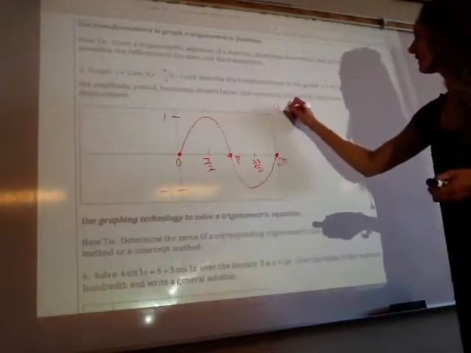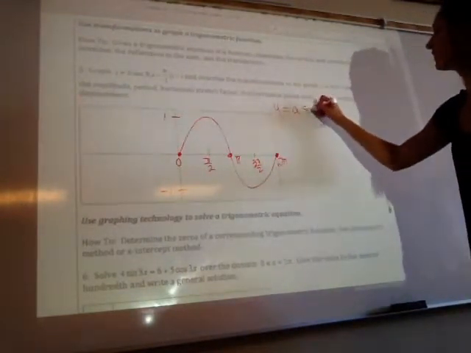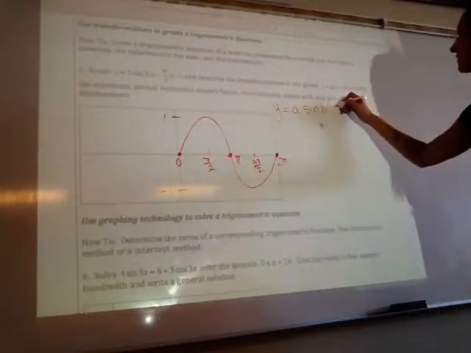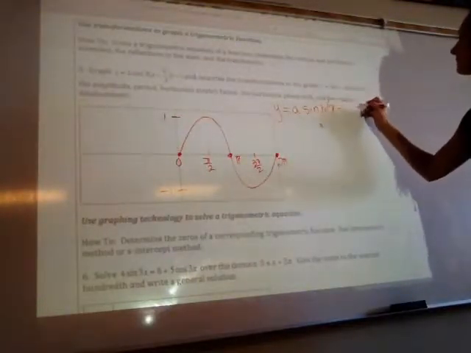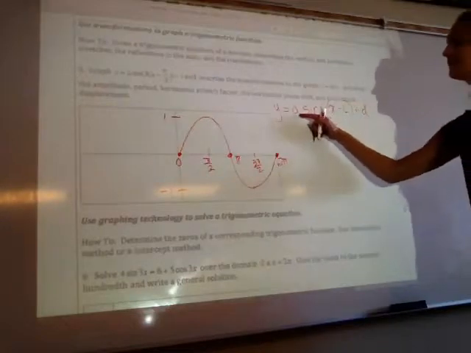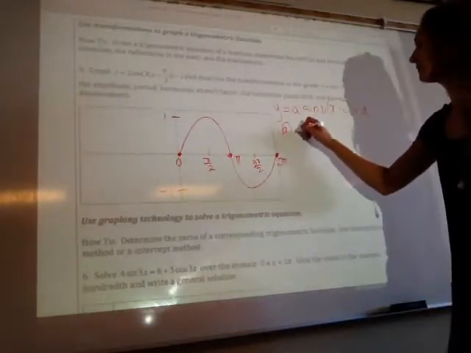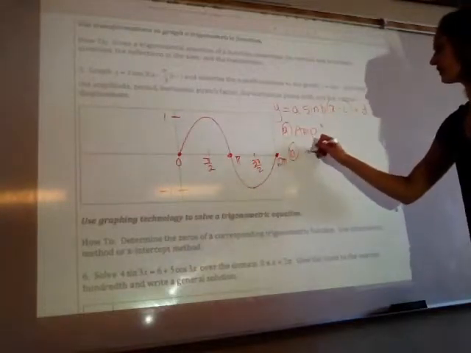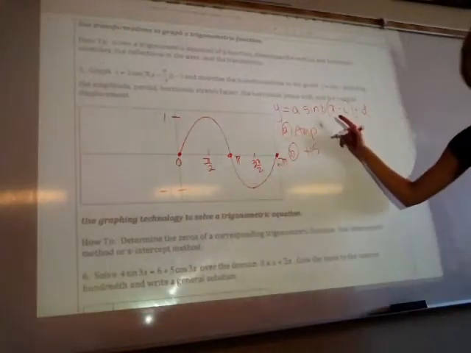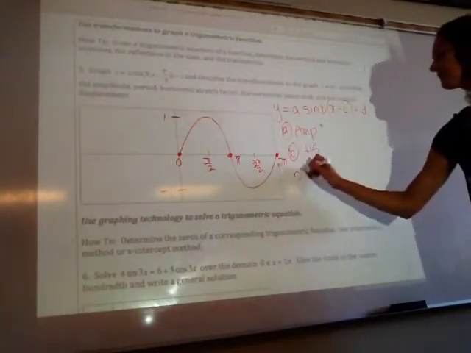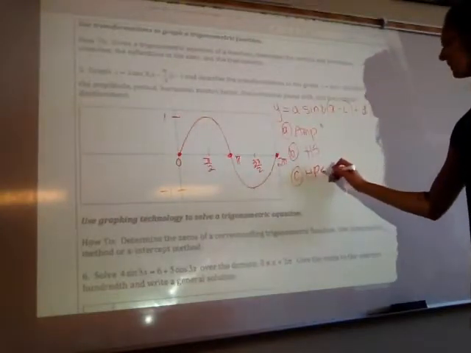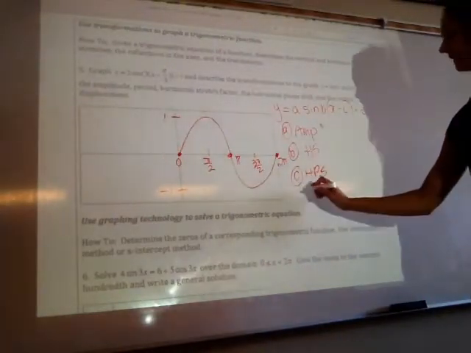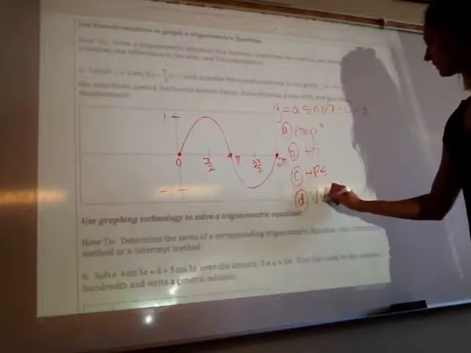So just looking at the basic transformation notation. A stands for our amp. B stands for our horizontal stretch factor. That's going to change our period. C is our horizontal phase shift, how we're moving left or right. And D is our vertical displacement.